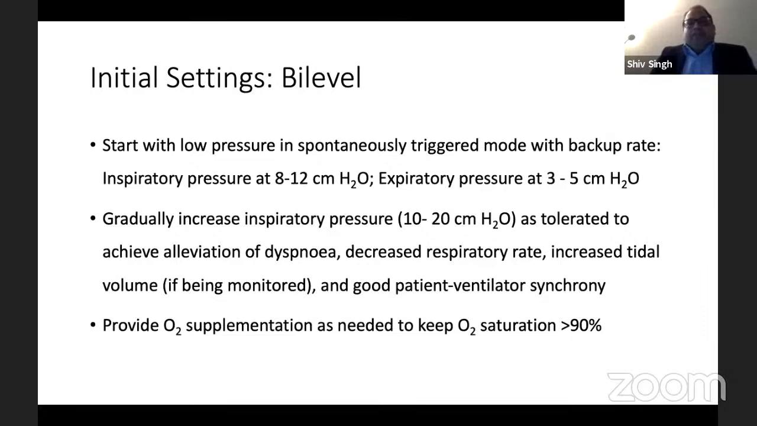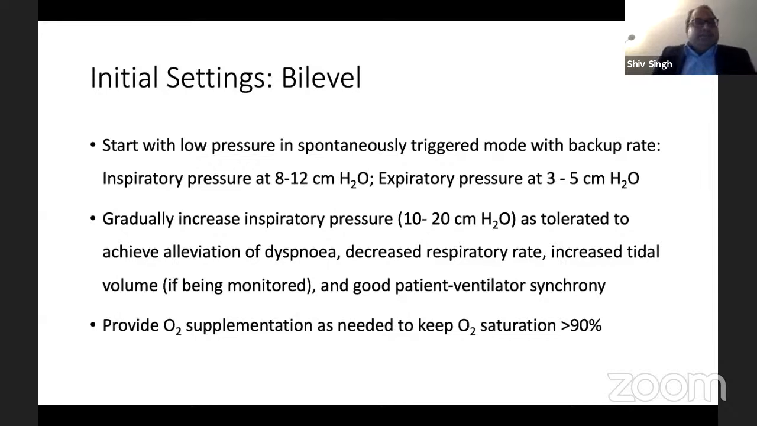So you start with a low pressure and a spontaneously triggered mode with backup rate, and the inspiratory pressure, or IPAP, is set at 8 to 12 centimeters of water, and EPAP is set around 3 to 5 centimeters of water. Then you gradually increase the IPAP to 10 to 20 centimeters of water as is tolerated by the patient, and the volumes are well tolerated. It alleviates the dyspnea, reduces the respiratory rate, increases the tidal volume, if you can monitor that. And there is good patient to ventilator synchrony.